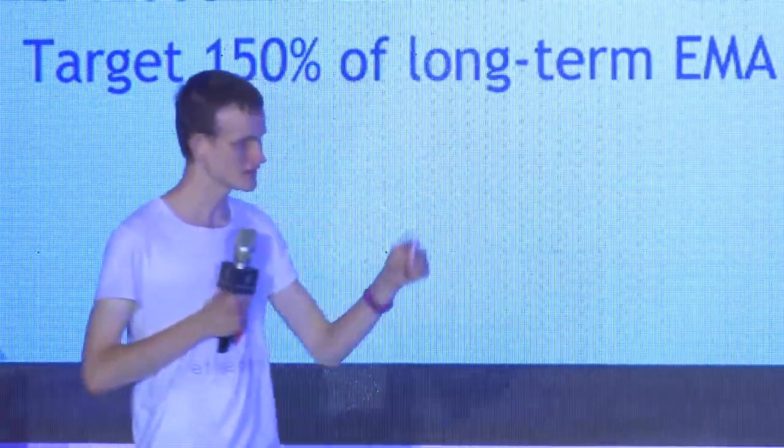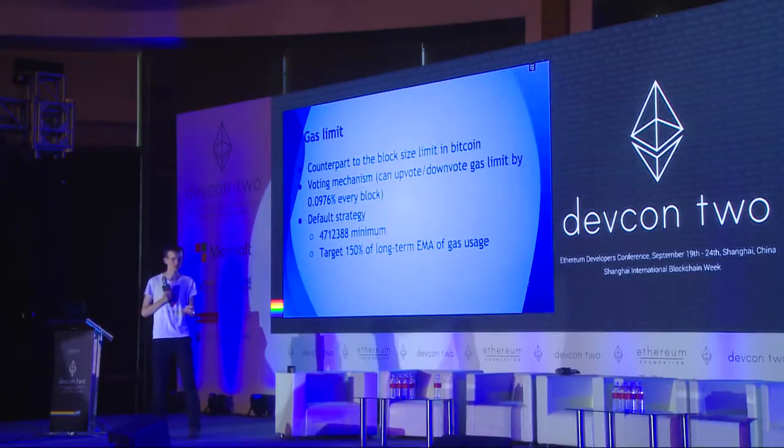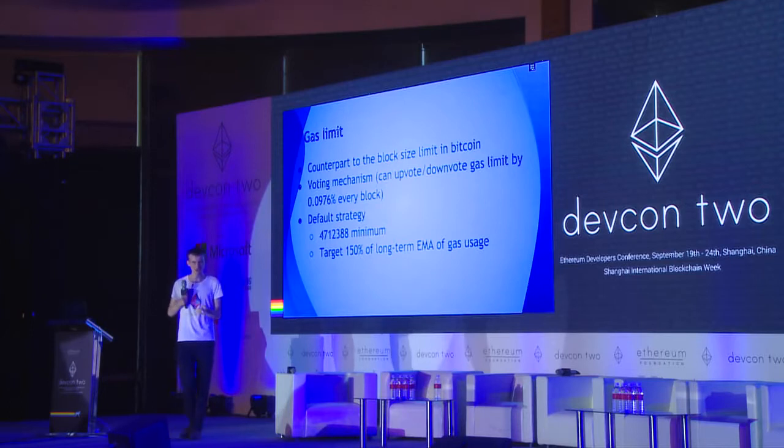So just one important thing that lots of people get wrong that would be good for people to remember. So gas limit, the equivalent of the block size limit in Bitcoin is the gas limit in Ethereum, 4.7 million gas per block. Now gas isn't just about counting computational steps.